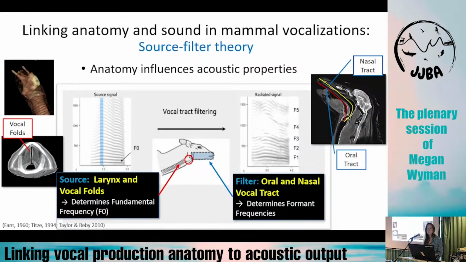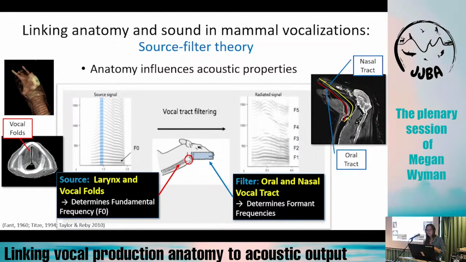So linking the anatomy and the sound production in mammals, we talk about the source filter theory, which can be applied to other types of species like birds and frogs as well in slightly different ways. The important thing here is that the anatomy influences the acoustic properties, often in very reliable ways. So you have the sound that's generated as air goes through the vocal folds, and it sets them into an oscillation in the larynx. And the size and the structure of the vocal folds determines that fundamental frequency.